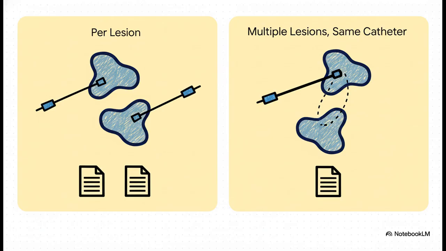Okay, this slide right here clears up a super common point of confusion for students. It's not really about how many lesions are treated, it's all about the number of access points. So, if the surgeon uses a separate catheter for each fluid collection, you report 49185 for each one. But if they use the same catheter to get to multiple lesions, you only report 49185 once. The catheter is the key, remember that.